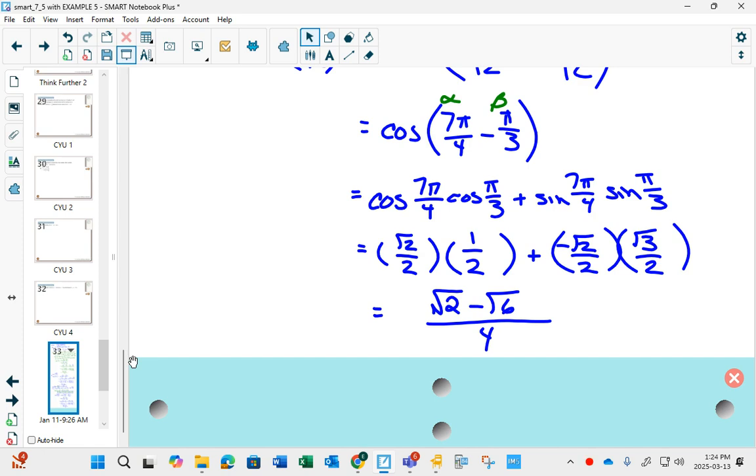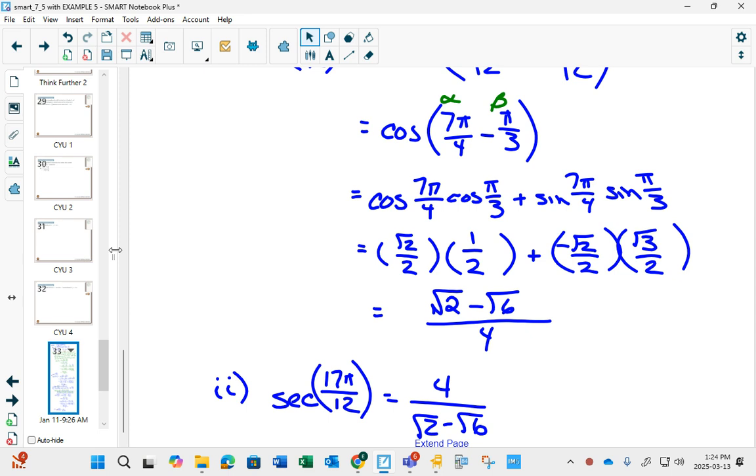And then sometimes on the exam, they have a follow-up question. Wow. And the follow-up question says, can you find secant of 17 pi over 12? Well, if you can find cos of 17 pi over 12, which we just did, does it make sense that secant would just be the flip of the answer?